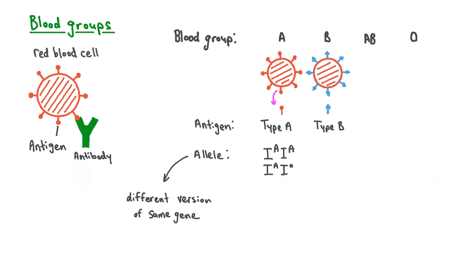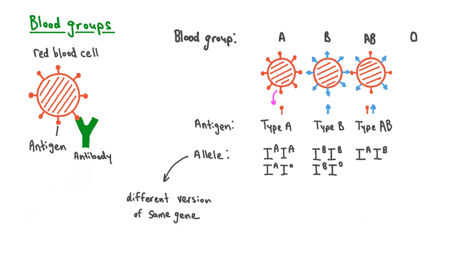People with blood group B have the type B antigen on the surface of the red blood cells. This antigen is coded by the IB allele. So people with blood group B will either have 2 copies of the IB allele or 1 copy of the IB allele and 1 copy of the IO allele. People with blood group AB have the type A antigen and the type B antigen on the surface of the red blood cells. They have both. This happens when the person has the genotype IA-IB.